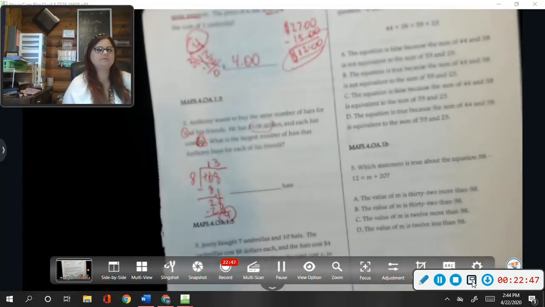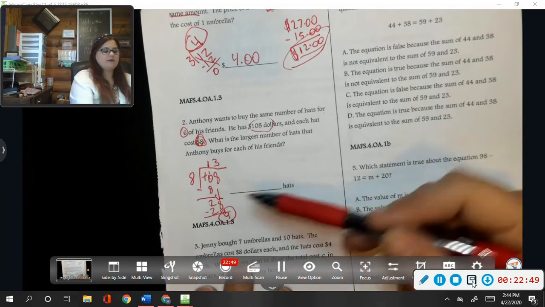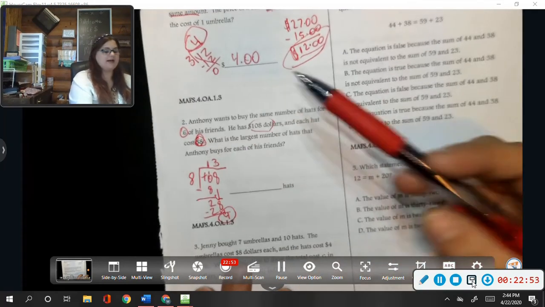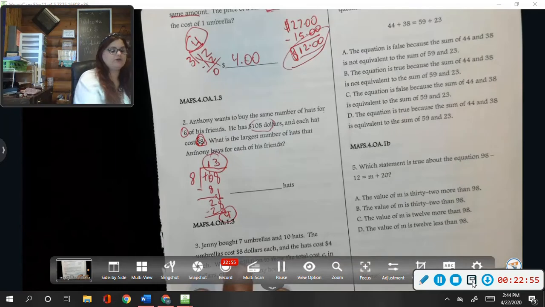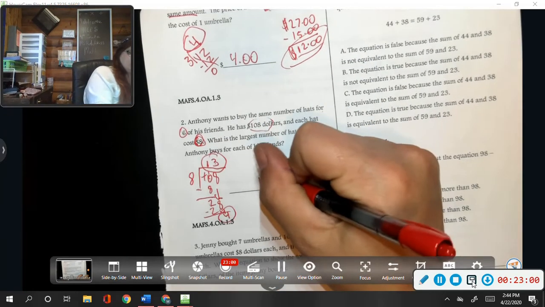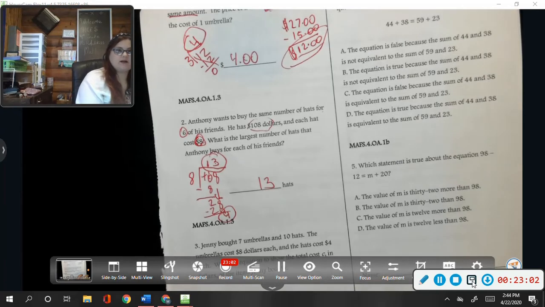We subtract. We have $4 remaining, but that's not even enough to buy a single hat. So we can buy 13 hats. And that would be our answer.